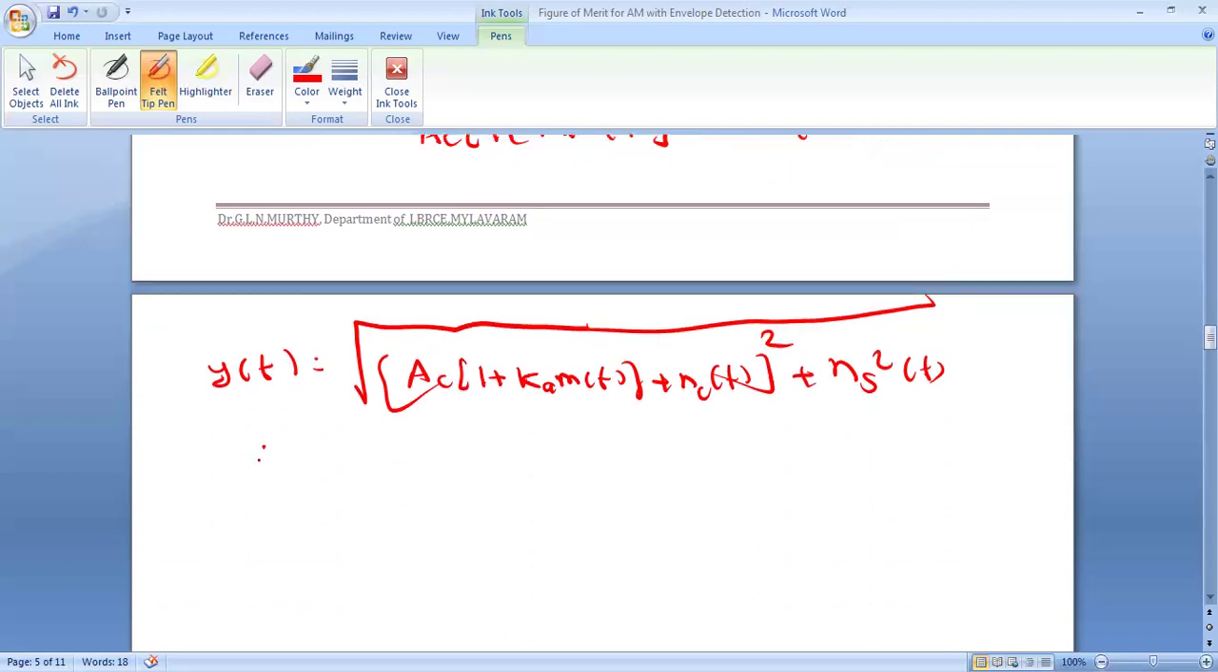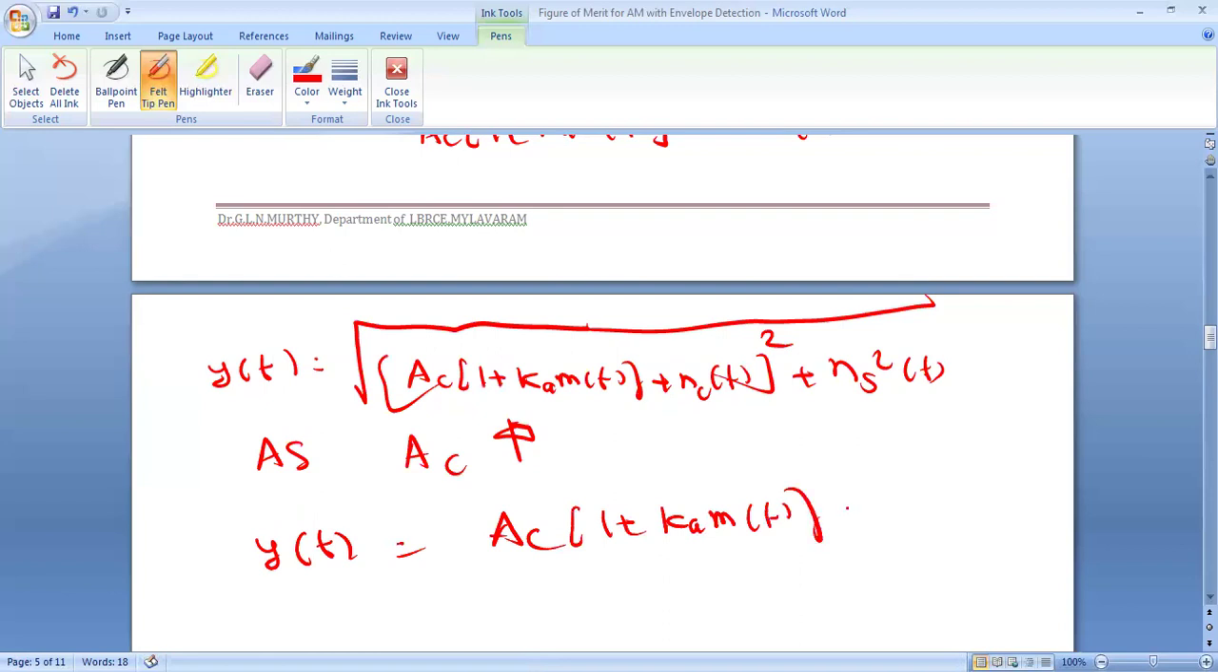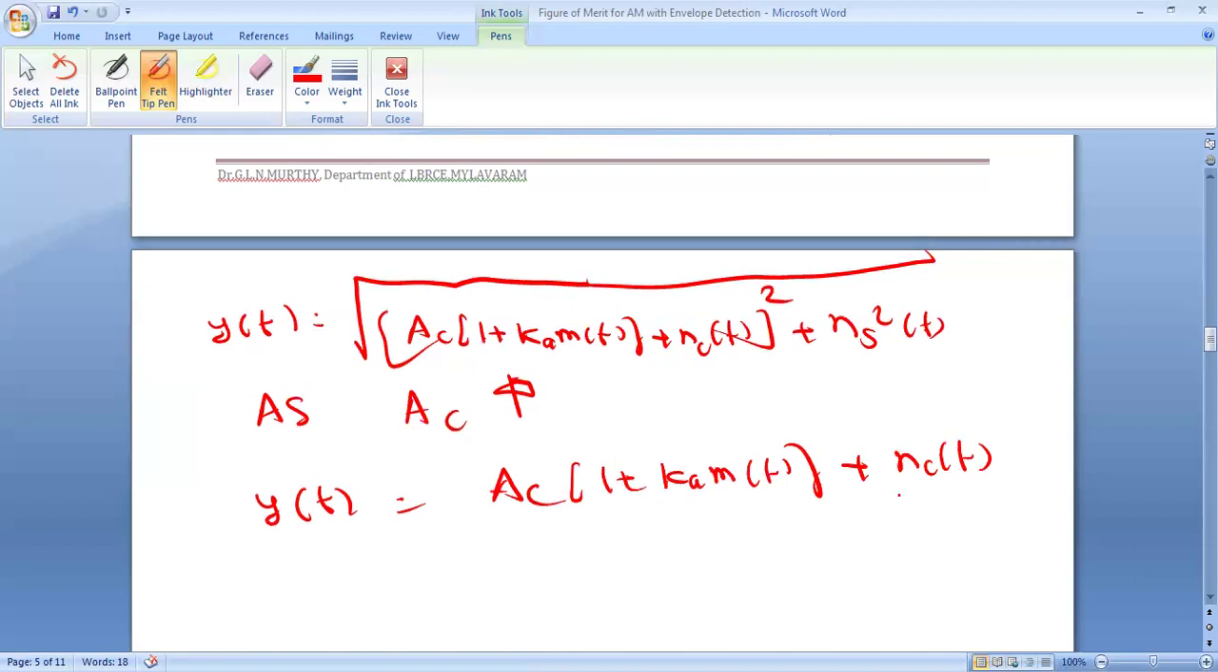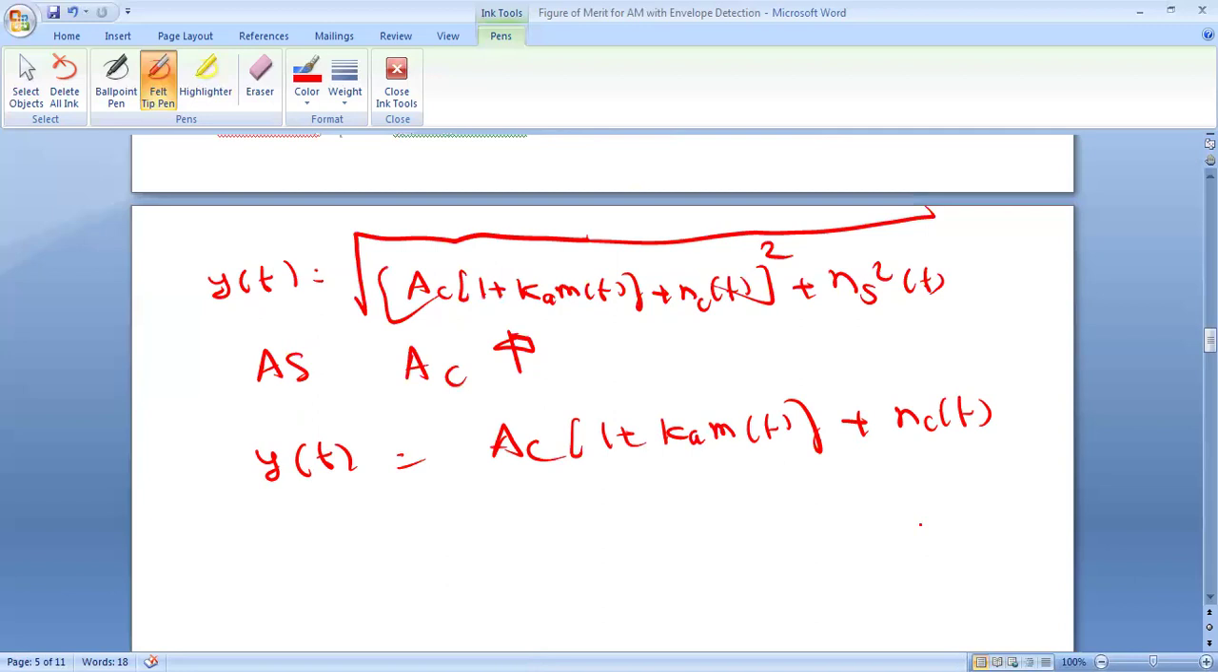However, what have you assumed? We have assumed that the carrier component is larger. Where is the carrier component? The first term. So the second term will be neglected. Y of t equals AC into 1 plus Ka M of t plus NC of t. So the resultant term consists of one message component as well as the narrowband noise component.